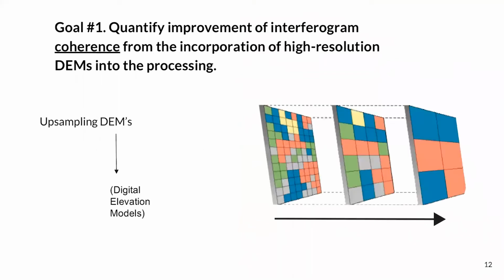So to do that for this goal, we first have to upsample our DEMs. And we do that kind of how this image on the right is showing. So we start with a 3-meter DEM, so each pixel is a 3 by 3 meter pixel, and we upsample it. So we go from 3 to 9, 12, 30, and 90. And we use these different resolutions to basically see the change that they create in our processing.